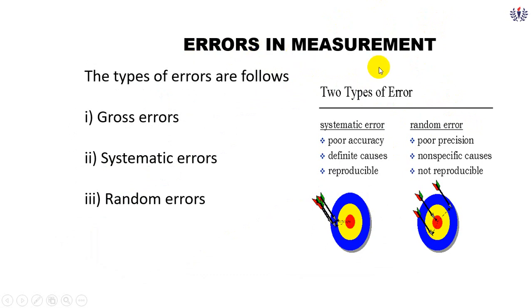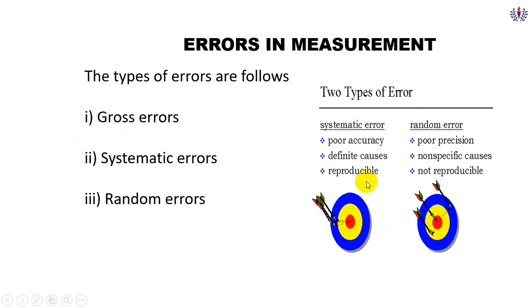So what are the errors in measurement? The types of errors are as follows: gross errors, systematic errors, and random errors. The gross errors are made by human beings. A systematic and random error you can see here. This is actually a systematic error. Here you can see the target is not yet reached. In a random error, it is almost there.